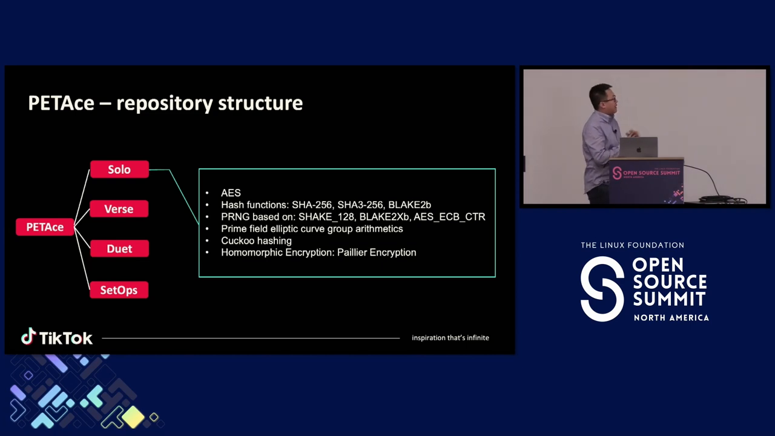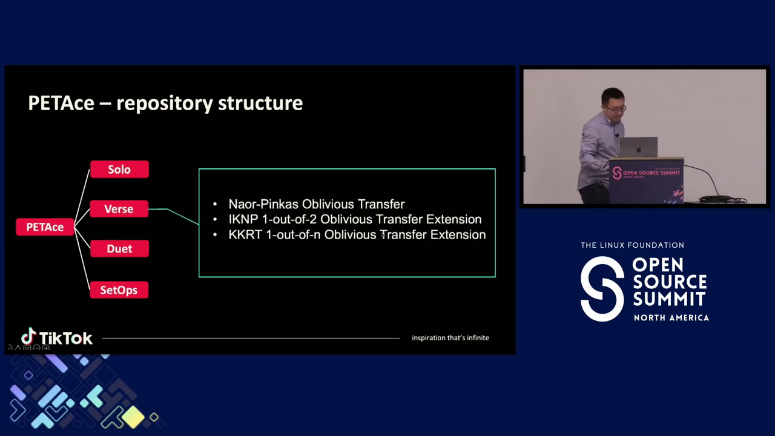With that being said, we divide our framework into four repos, each with a different purpose. The first one is PETAce Solo. It generally includes all the fundamental crypto building blocks. This is not a complete list, I just want to show you an example of what's included here. For each functionality, like the pseudorandom generator, you have multiple choices, with their own different trade-offs. Verse is a repo where we include two-party protocols. So far, we only have the oblivious transfer protocols, which are the fundamental building block of secure multi-party computation. In the future, we will add more here.